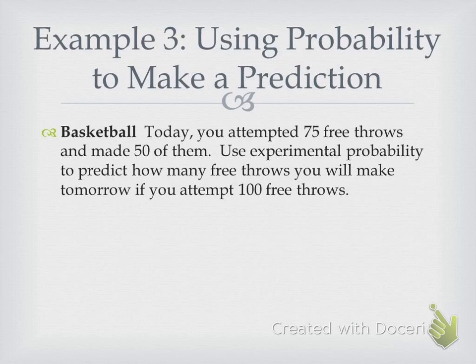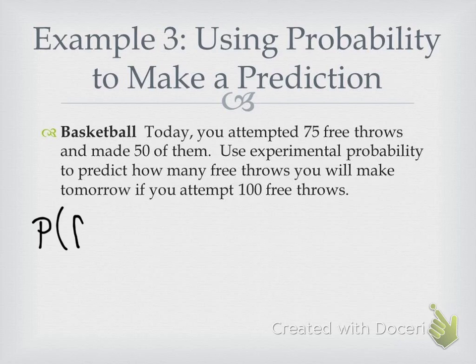All right, so now I want you to try this one. It's not going to work out evenly, so round to the nearest hundredth because you can't make like half of a free throw. That doesn't count. Okay, so just go ahead and round as needed and find the experimental probability.